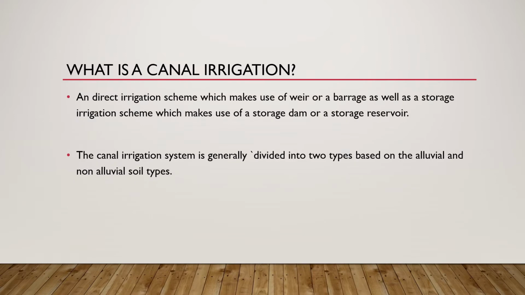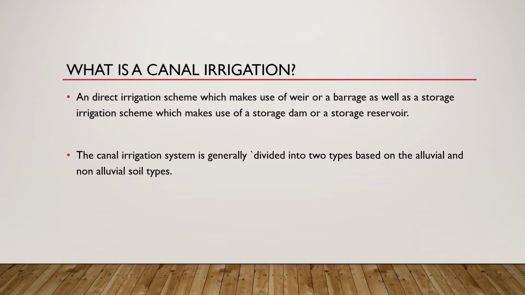Okay, what is canal irrigation? Actually, canal irrigation is defined as a type of irrigation in which the main waterways, these irrigation canals, collect water from a storage area, that is a dam or a weir, and from there take the water to the irrigated land. That type of system is called the canal irrigation system.